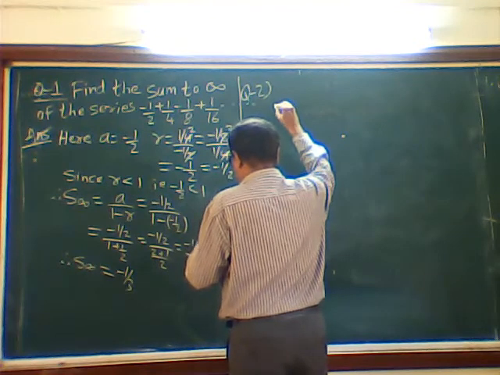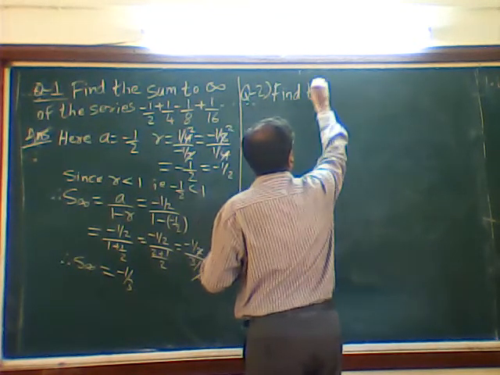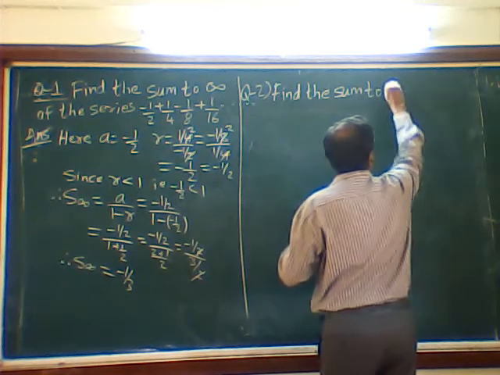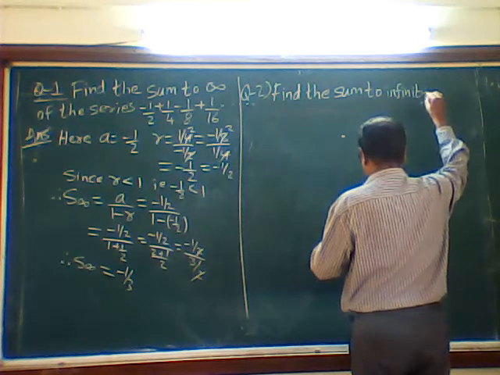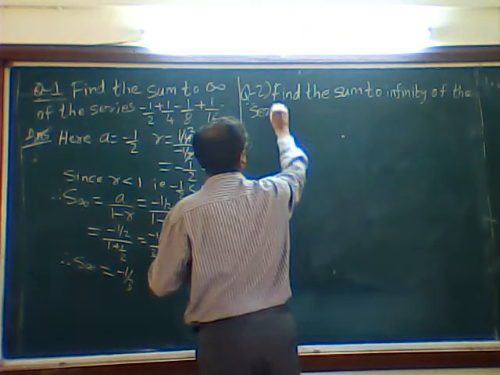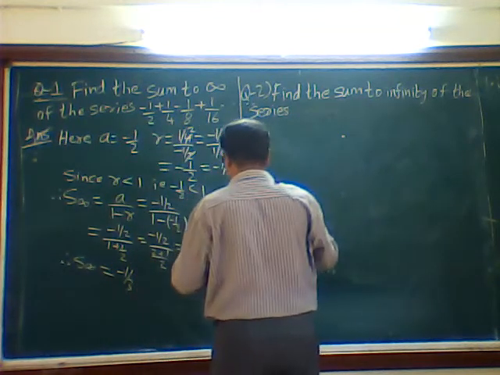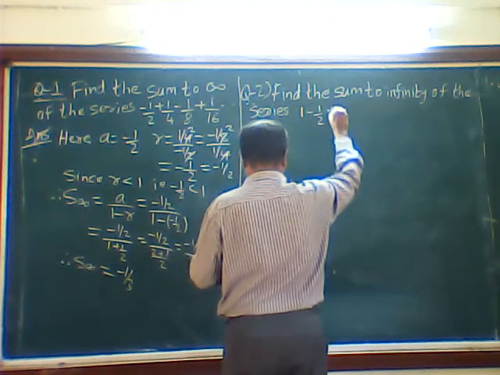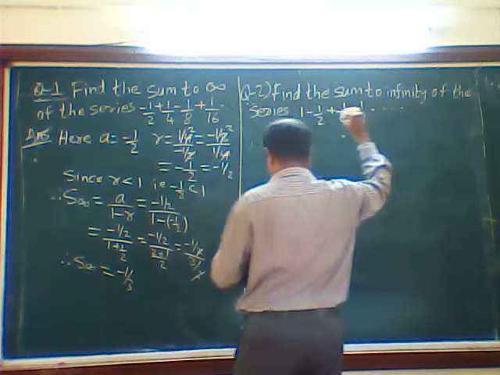Question number 2. Find the sum to infinity of the series 1 minus 1 by 2 plus 1 by 4 minus 1 by 8, dot dot dot.